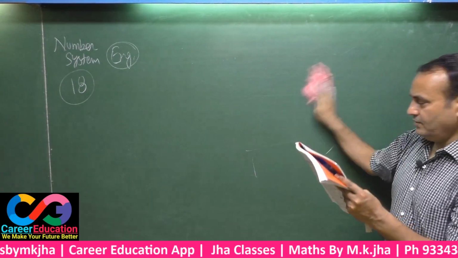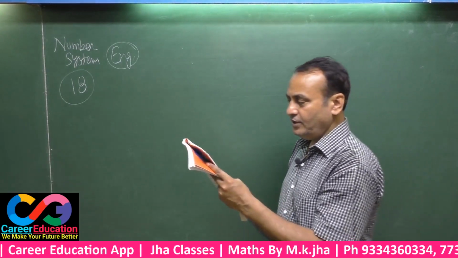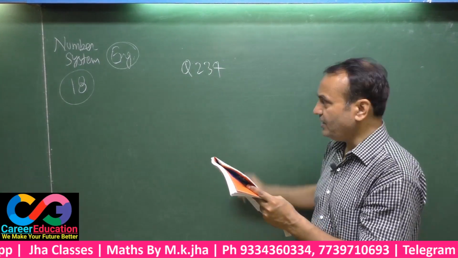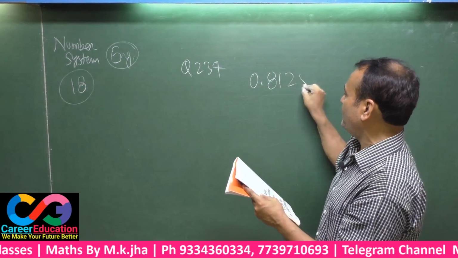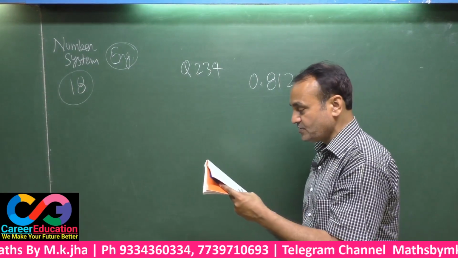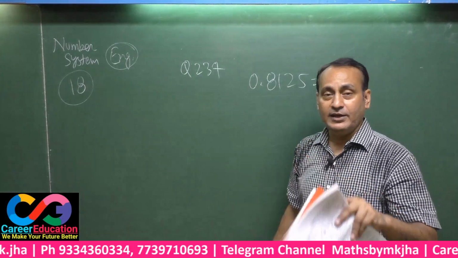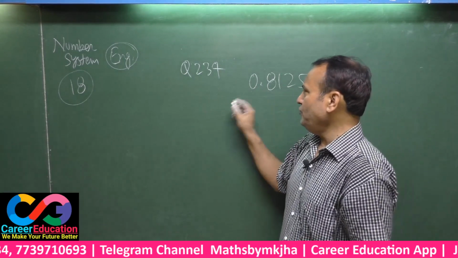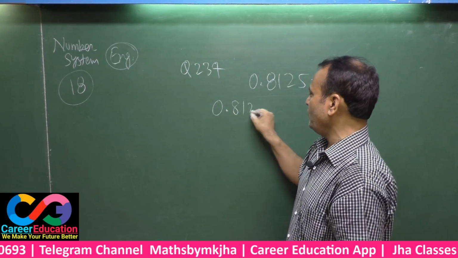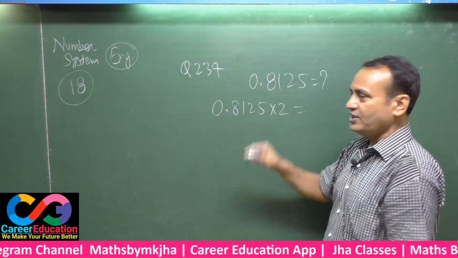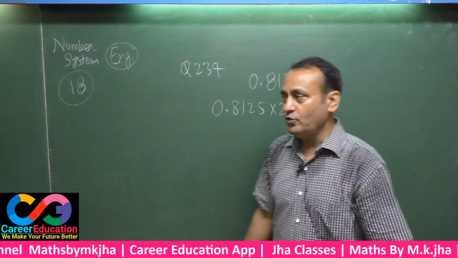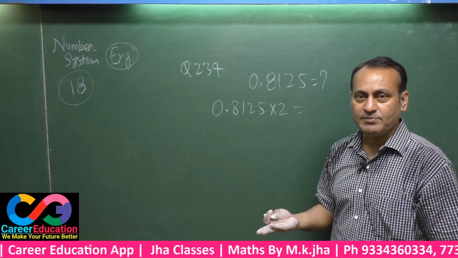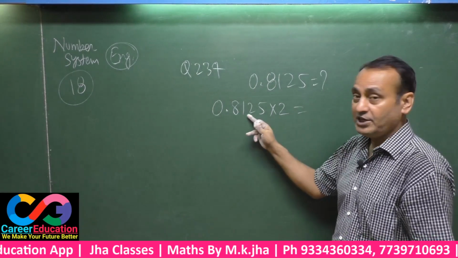Now, the next question: 0.8125 written in decimal, how much is it in binary number system? You have to convert a decimal number into a binary number system. See here, if your number is in decimal system, 0.8125, certainly you have to multiply this given decimal number by 2, as you are going to binary number system. In binary number system, the base is always 2. That's why you are multiplying this by 2.